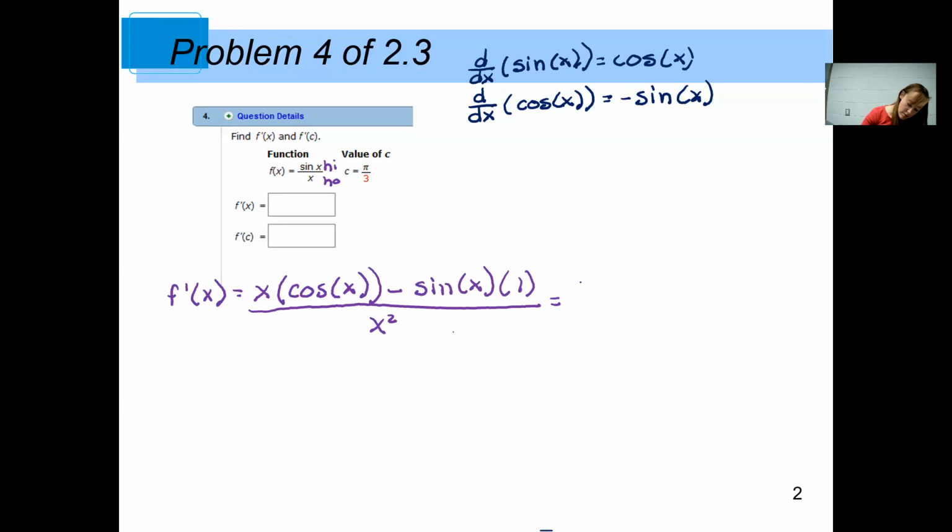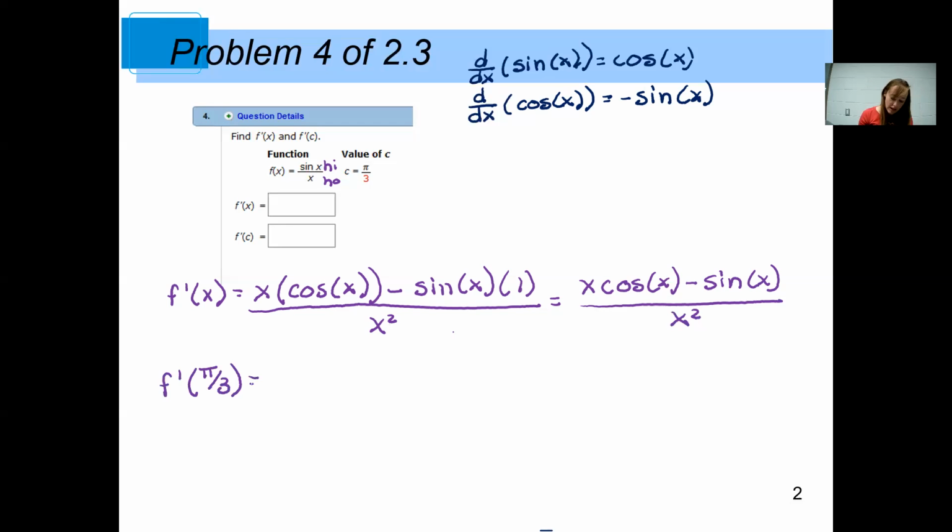From there, we can reduce this. We have x cosine of x minus sine of x over x squared. We could reduce it further. We can't cancel out the x and the x squared because x is not a factor of both terms in the numerator, but we could split it up into two rational expressions and then cancel out one of the x's. I'm going to leave it, but just know that that's something that you could do, depending on how you like your answer to look.